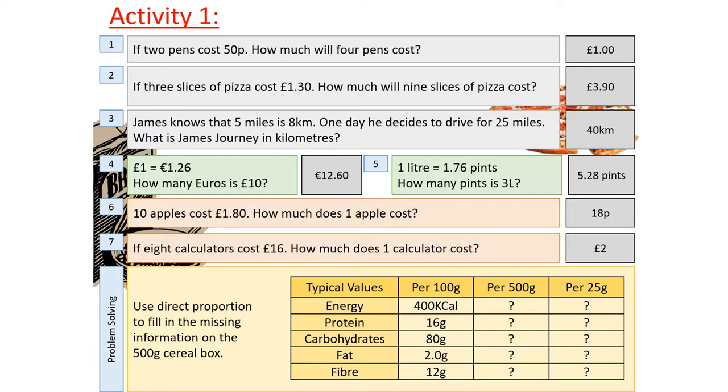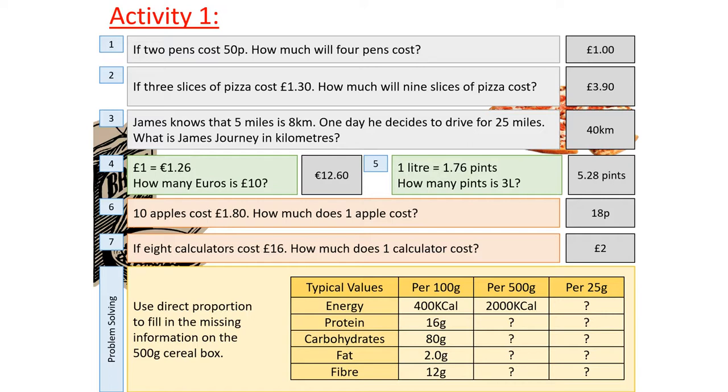Now the table at the bottom, using direct proportion to fill in the missing information for the 500-gram cereal box. We've got the typical values for energy, protein, carbohydrates, fat, and fiber. 100 grams has 400 kilocalories of energy, 16 grams of protein, 80 grams of carbohydrates, 2 grams of fat, and 12 grams of fiber. To get from 100 to 500, we have to multiply it by 5.